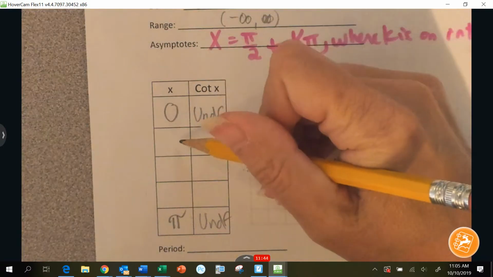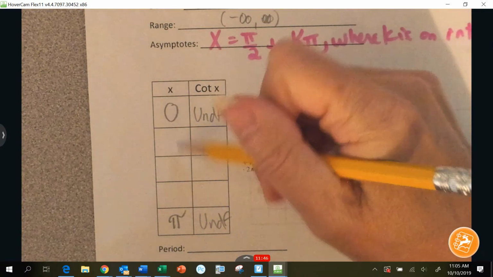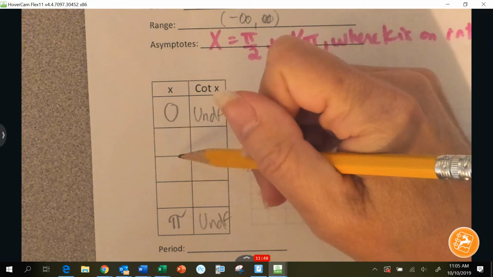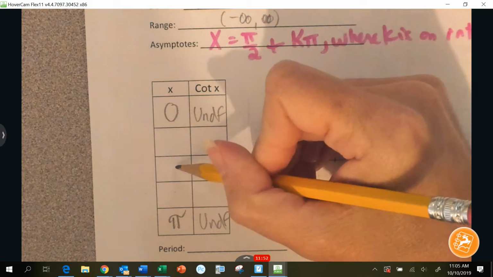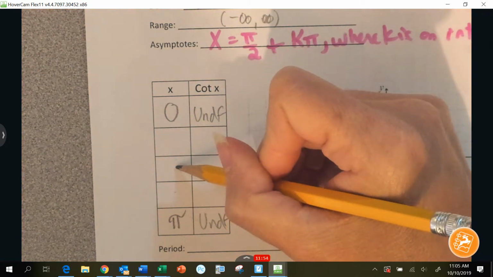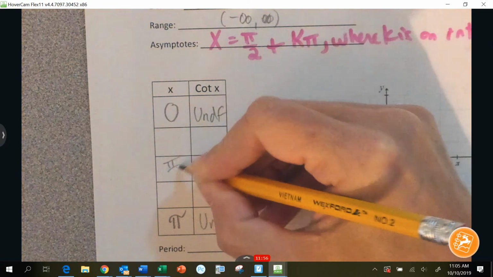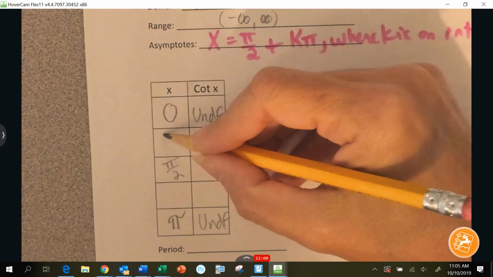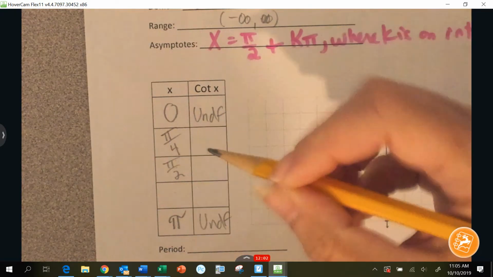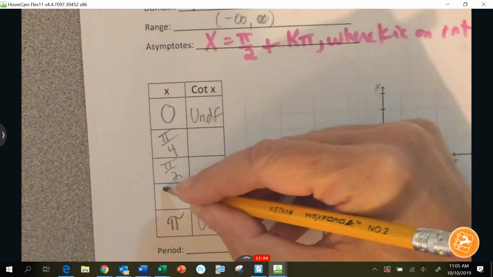All of the x values have to be evenly spaced. So without even looking at the other side, I can figure out what these are going to be. If I'm going from 0 to pi, what's that middle one going to be? It's going to be pi over 2. And between 0 and pi over 2, pi over 4. They're evenly spaced. So if I'm going up by pi over 4 each time, this will be 3 pi over 4.